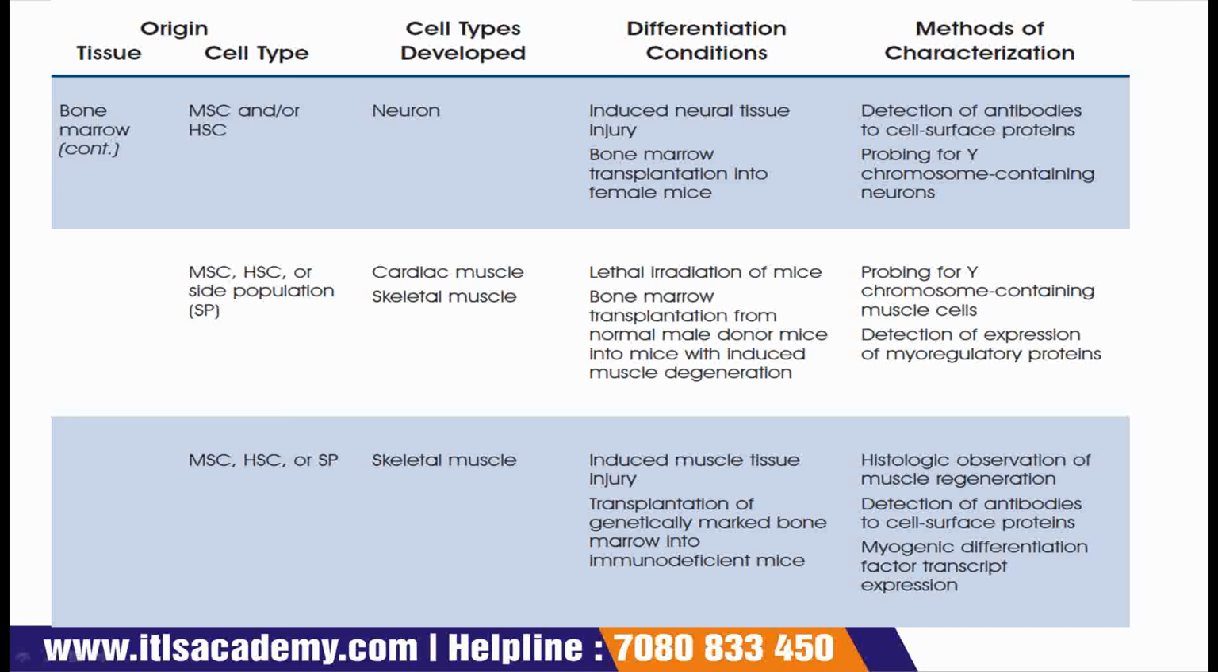Other cells that are formed by these both cells are neurons. For the neuronal cells, differentiation conditions, induced neural injury and bone marrow transplantation into female mice. Method for characterization is detection of antibodies to cell surface protein and probing for Y chromosome containing neurons.